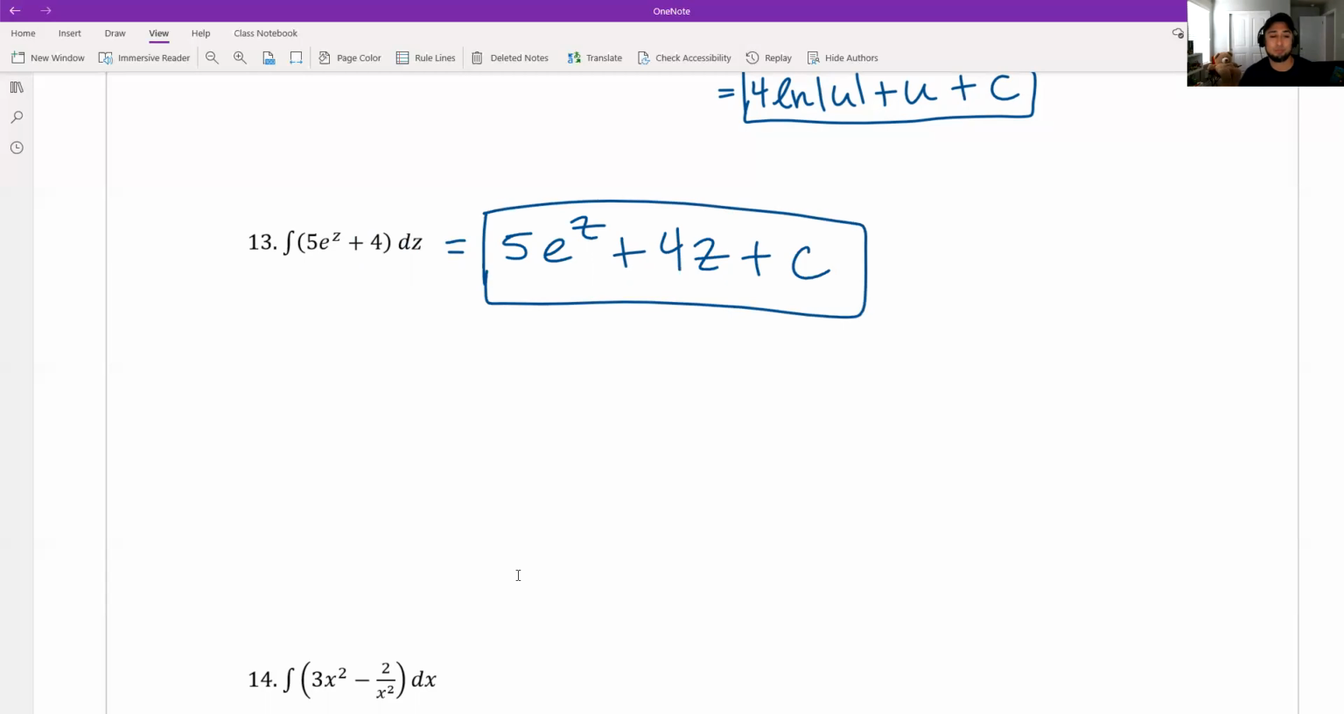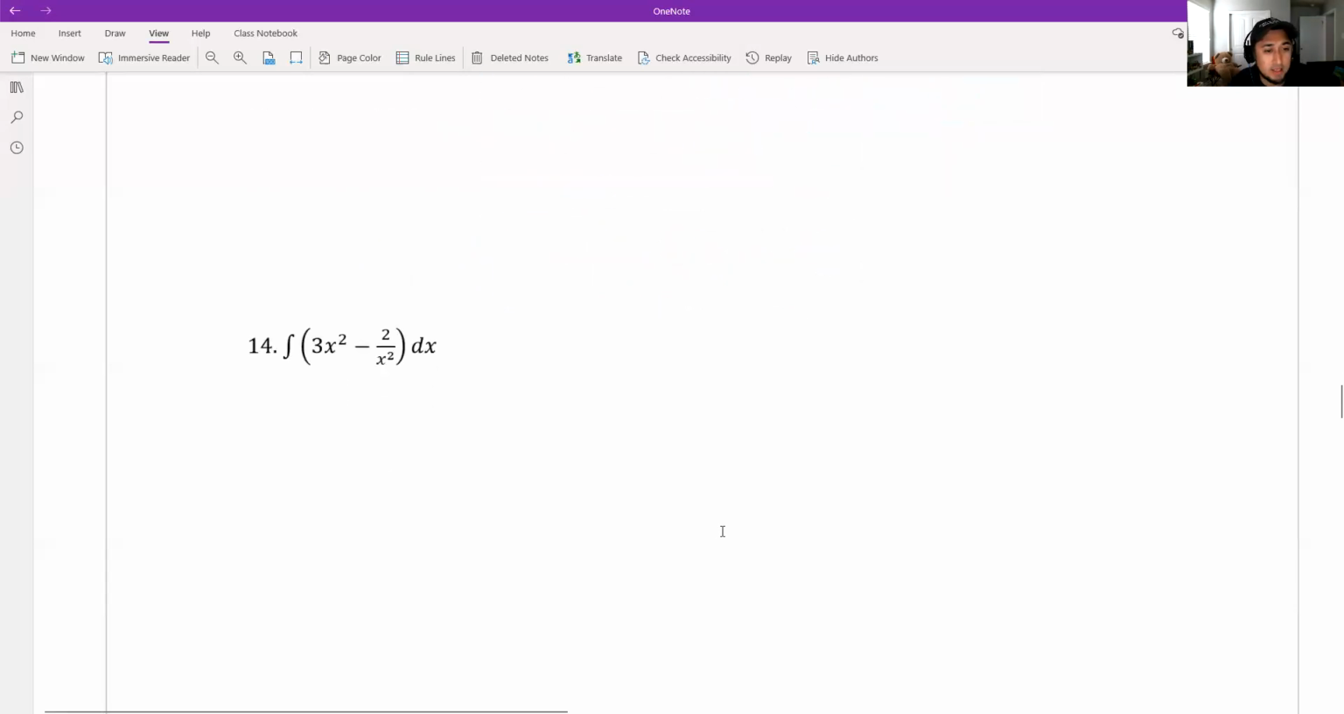Super nice. All right, perfect. So we were able to get away with that one. Number 14, no, we can still get away with it. So first, we need to do some rewriting, and we need to do rewriting on this term, the 2 over x squared. We can't find the antiderivative in that form.